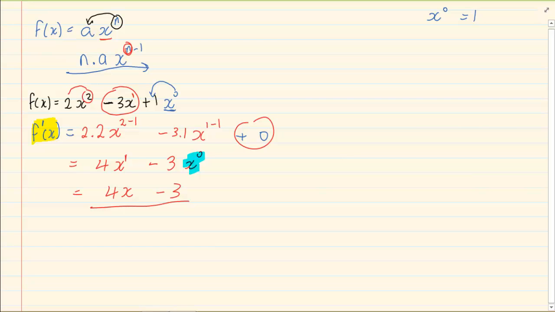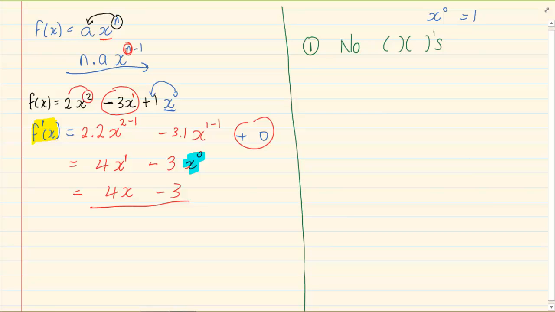Now, it is not always so simple. There are a few specific rules that you have to remember when you are doing this form of derivative. Number 1, there must be no brackets. Number 2, no root signs. And number 3, no denominators as unknowns.